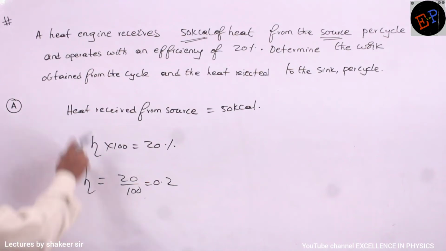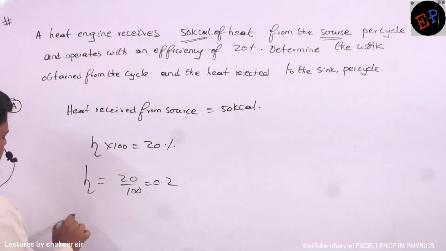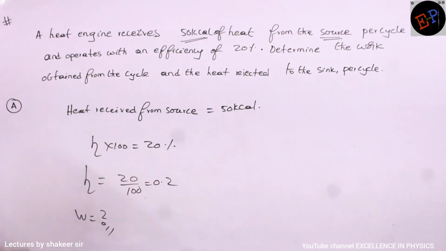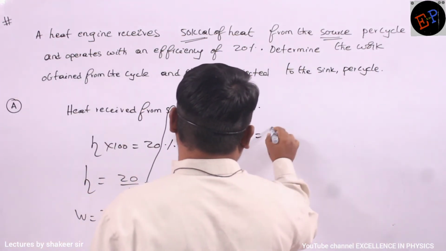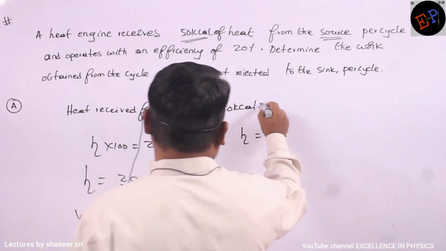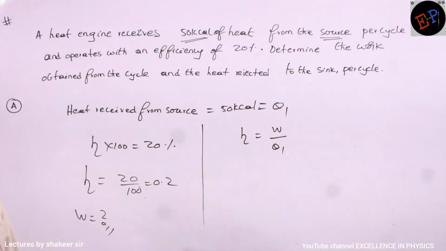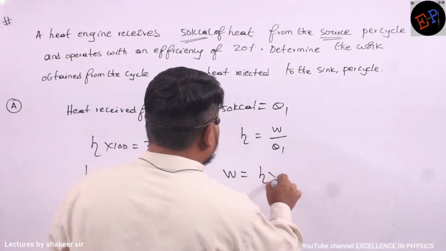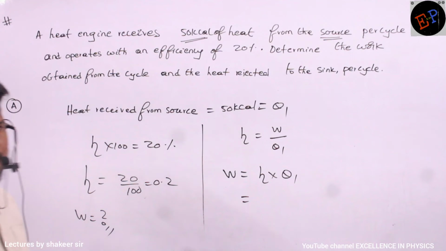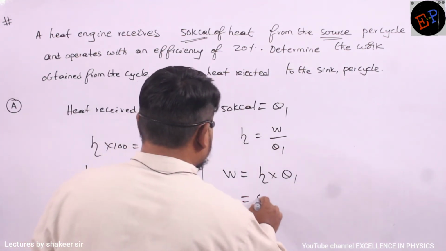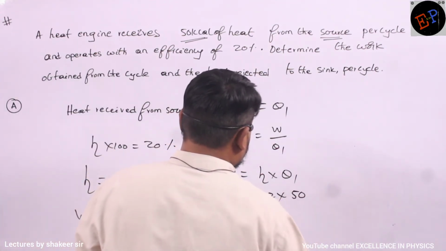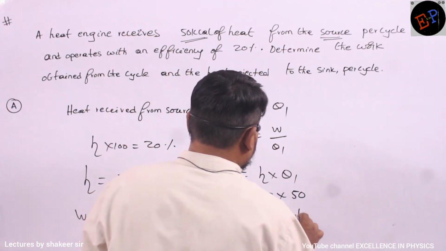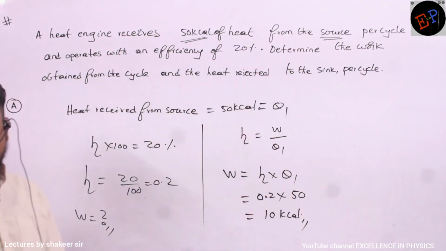Determine the work obtained from the cycle. Work obtained from the cycle means work done by the engine, that is, for every one cycle, how much work it is able to do. That is called W. So the equation is efficiency equals work done divided by heat received from the source, the reservoir. Work done is efficiency multiplied by the energy received from the reservoir. Efficiency is 0.2 and Q1 is 50. So 5 twos are 10. 10 kilocalories of energy is done by the engine for every cycle.